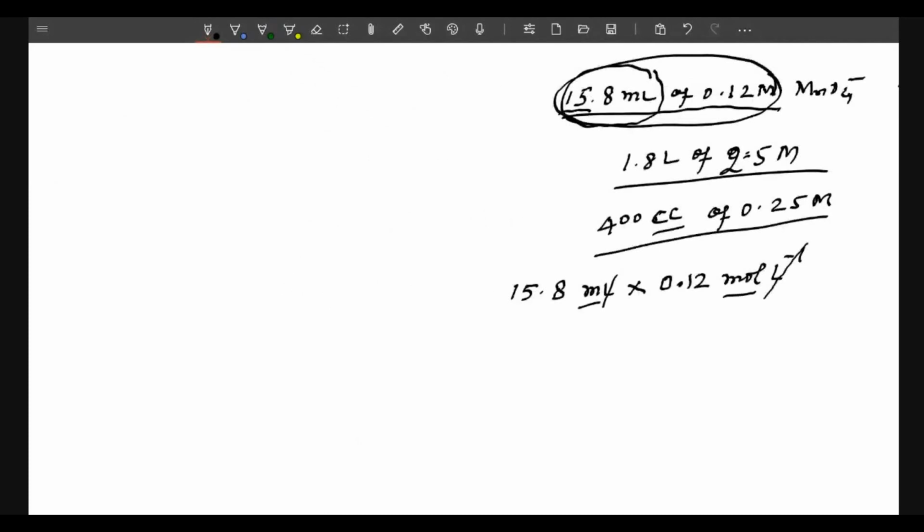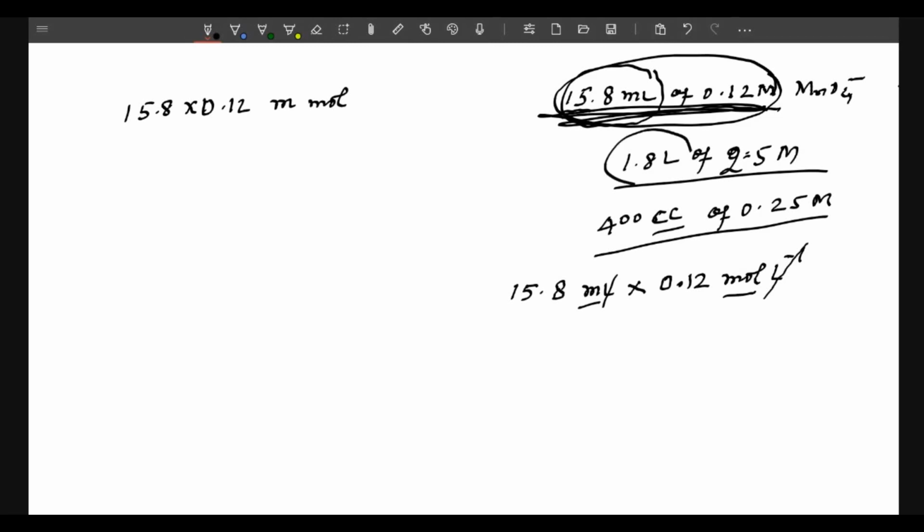Therefore, if you multiply 15.8 into 0.12, you will get millimoles. But we are in need of moles. Therefore, in the place of milli, you replace the m with 10 power minus 3. Now you have got the moles of permanganate present in the given volume and molarity. Therefore, whenever you multiply the volume in milliliter with the molarity, you will get the number of millimoles.